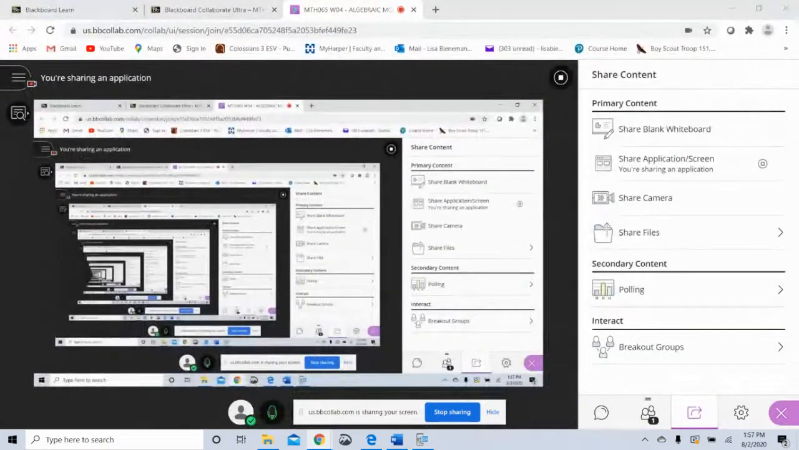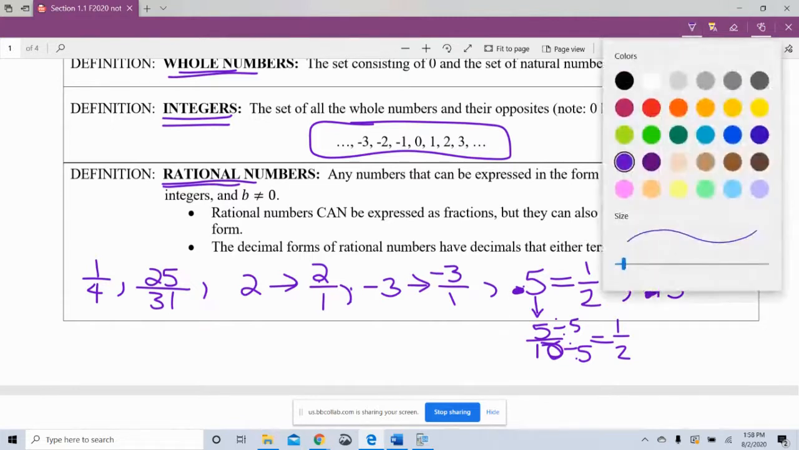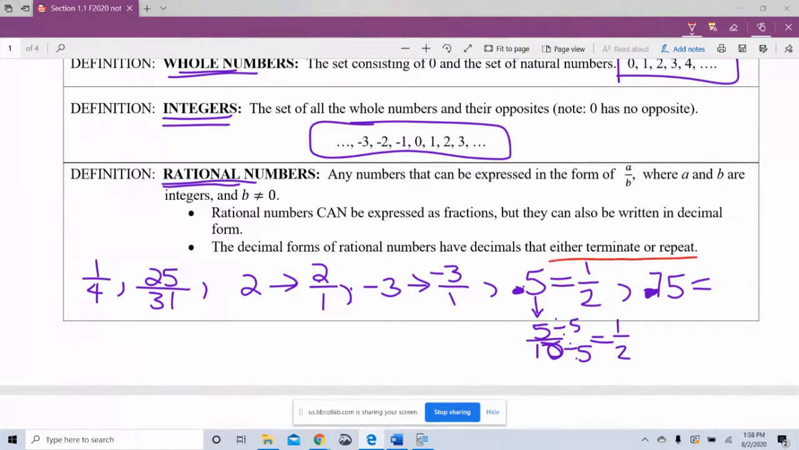Okay. And so if you are trying to determine whether something is a decimal and you want to see whether it can be written as a fraction, and therefore that would make it rational, you want to know whether the decimal has digits that either terminate or repeat, because those are the ones that are going to be rational. Those are the ones that can be written as fractions.